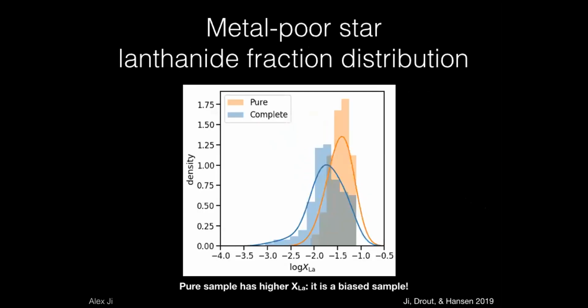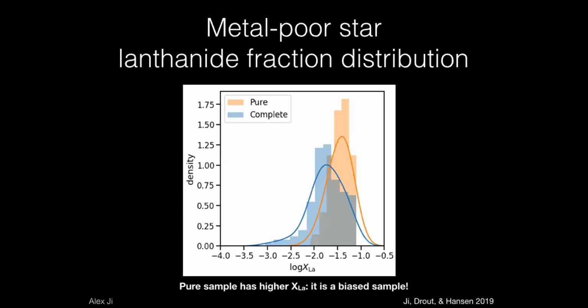Okay, so that's what we did, and this is really the main result. So we had two samples, as I said. One of them is the pure sample, and the other one is the complete sample. The shaded regions over here are histograms of the stars in those samples, or I guess normalized histograms. And the lines are the kernel density estimate, so basically convolving the histogram with a 0.2 dex Gaussian, because that's roughly the uncertainty that we have in measuring the lanthanide fraction.